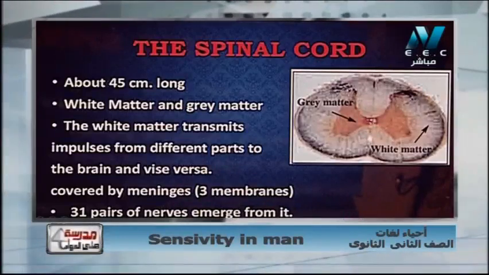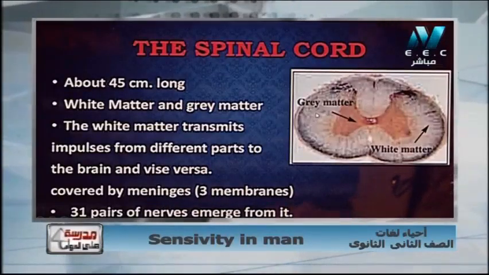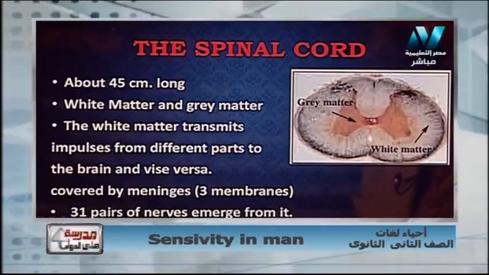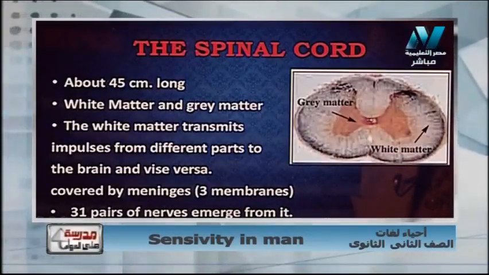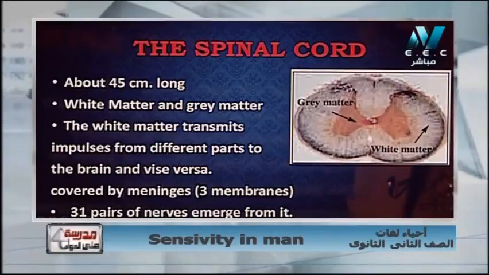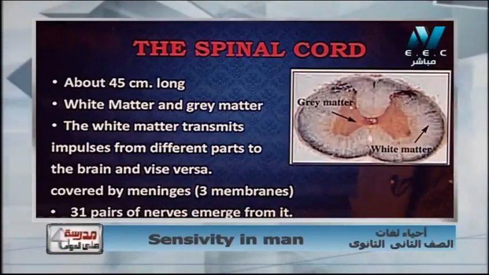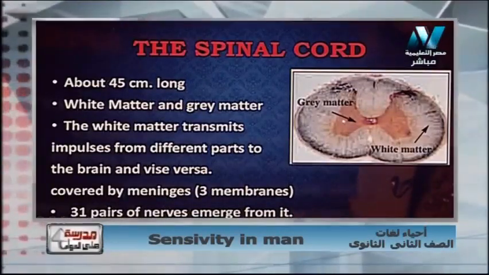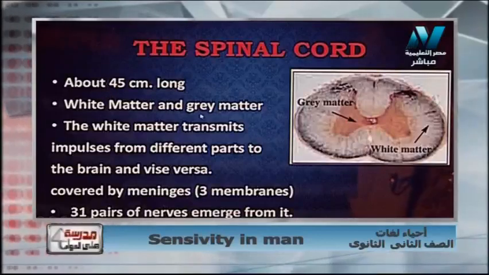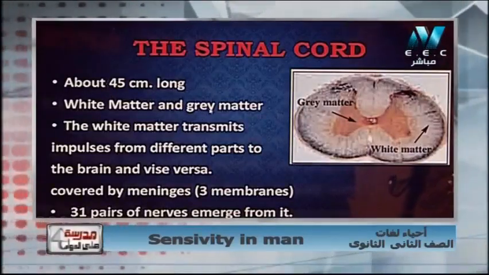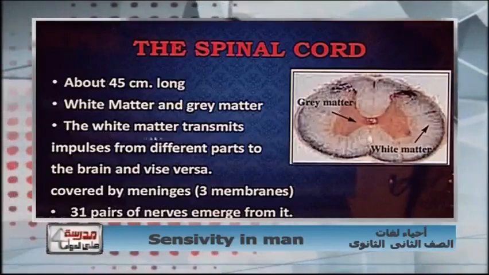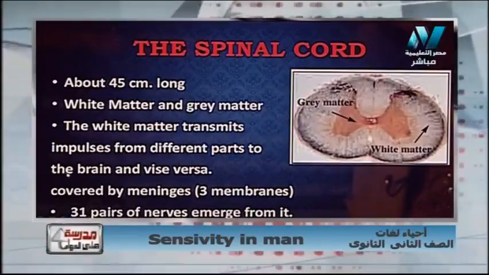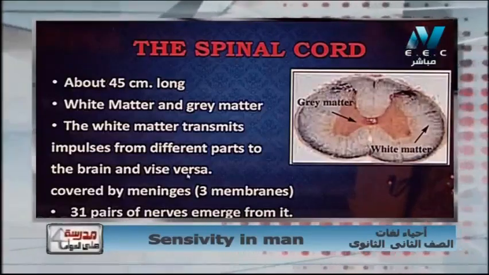The white matter contains nerve fibers responsible for the transmission of impulses from different parts of the body to the brain and vice versa, while the gray matter contains the connector neuron and connects between the sensory and motor neurons. Again, the white matter outside and the gray matter inside. The white matter transmits impulses from the different parts of the body to the brain and vice versa.